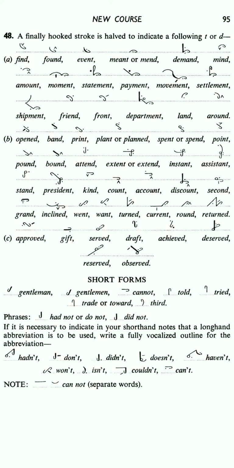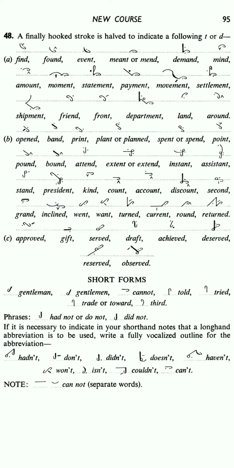As in find, F halved for the sake of D with final N hook above the line with I diphthong on the first place of F after it. Same outline on the line for found here. F halved for the sake of D with N hook. I diphthong on the third place of F after it. Event. V halved here for T and with N hook and light dot on the second place of V before and after it. Meant or mend.